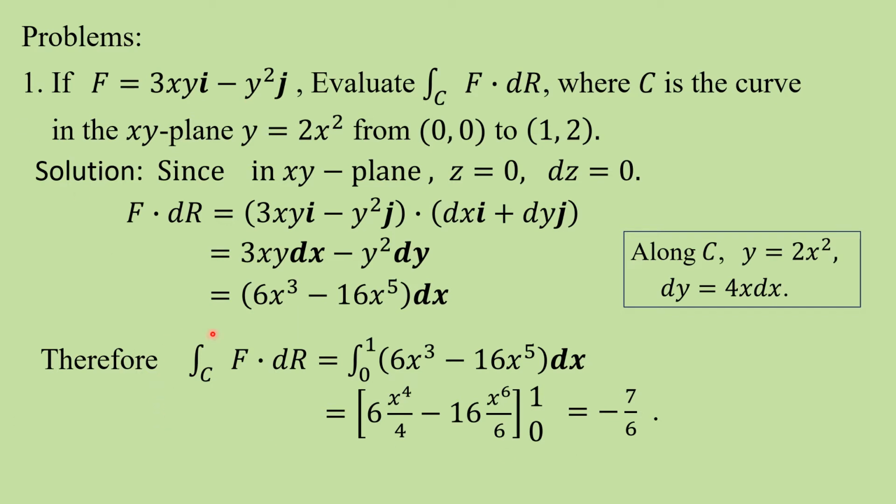Similarly, the same problem one can ask in another way. In application-oriented terms, they can ask: find the total work done by the force 3xy i minus y square j in bringing the particle along the curve y equal to 2x square from this point to this point. The answer is the same, because the line integral of f along c, if f represents the force applied in bringing the particle from one point to another along the given curve, is the total work done.